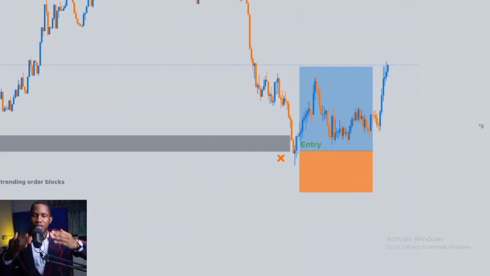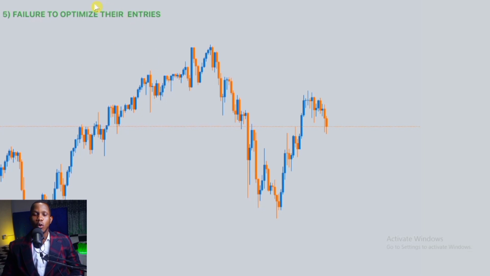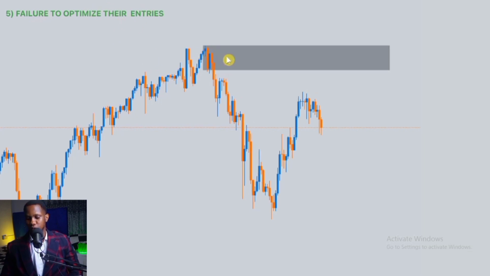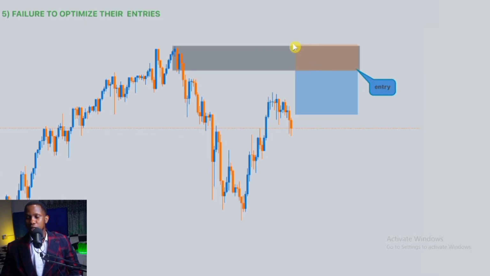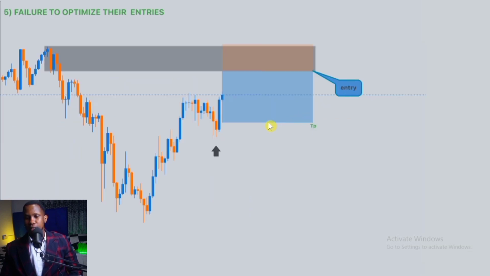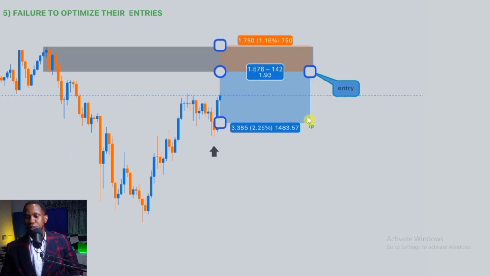So if you've actually come this way and you've not corrected the mistake of number 5, you're not a trader at all, which is failure to optimize your entries. You have an order block zone you want to trade from, and here is going to be your entry and your stop loss a little bit above this level. And where will your TP be at? This level here now, and you wait for the market to return back to this zone. The TP is giving you 1:1.9 risk to reward ratio. Let's see how the trade unfolds.